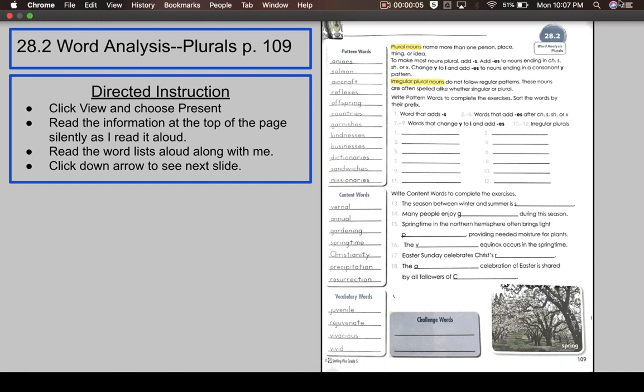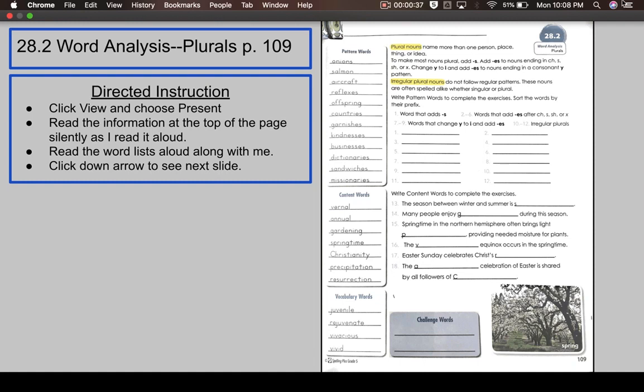All right, guys, we're going to talk about our spelling assignment right now. We're in chapter 28. We're talking about plurals and how we make plurals. For this lesson, you're going to need to go up to the menu where it says View, and in the drop-down menu, choose Present so that you can see this as a full screen.